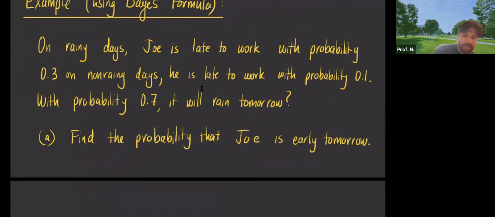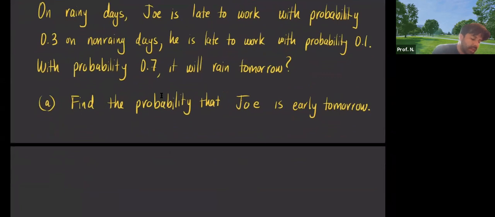So how do we break this up? What do we do? We have several probabilities, right? One is that he's late to work with probability 0.3 on rainy days. He's late to work on non-rainy days with probability 0.1. With probability 0.7, it will rain tomorrow. And now we want to find the probability that he's early tomorrow. Not today, but tomorrow.